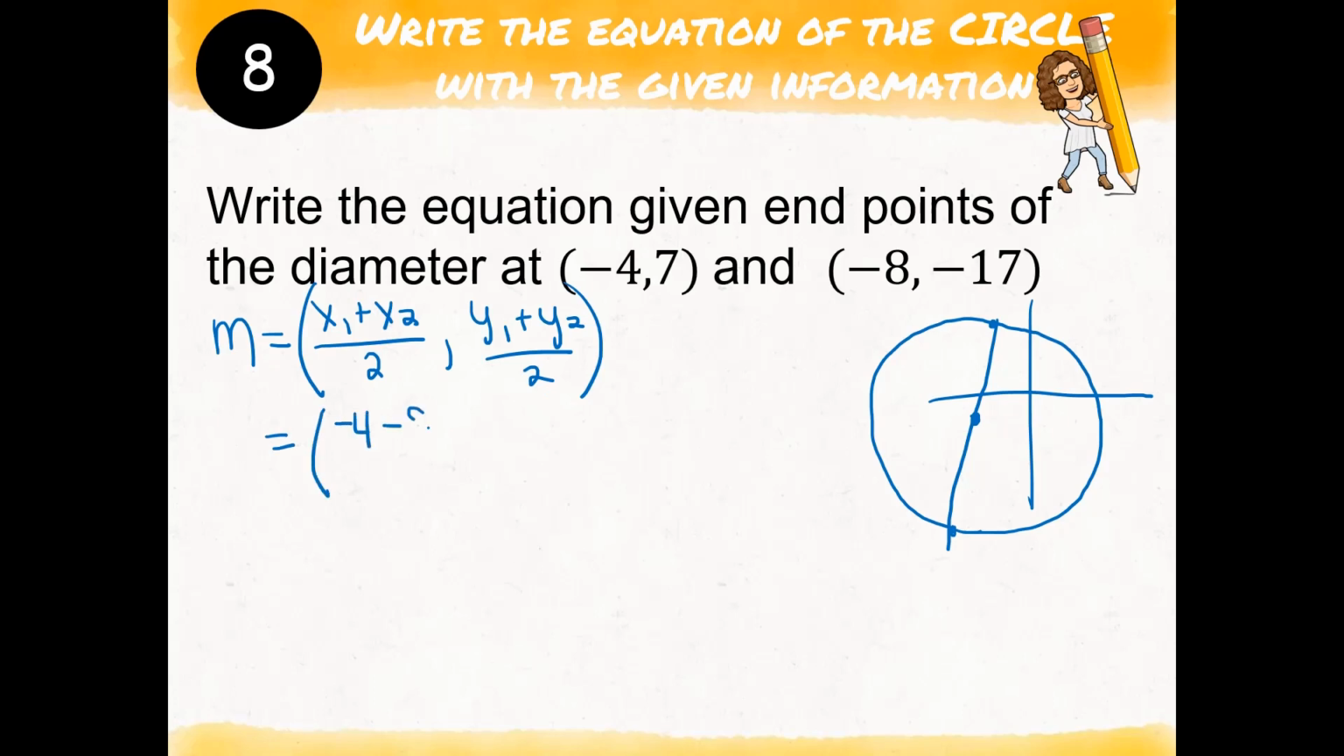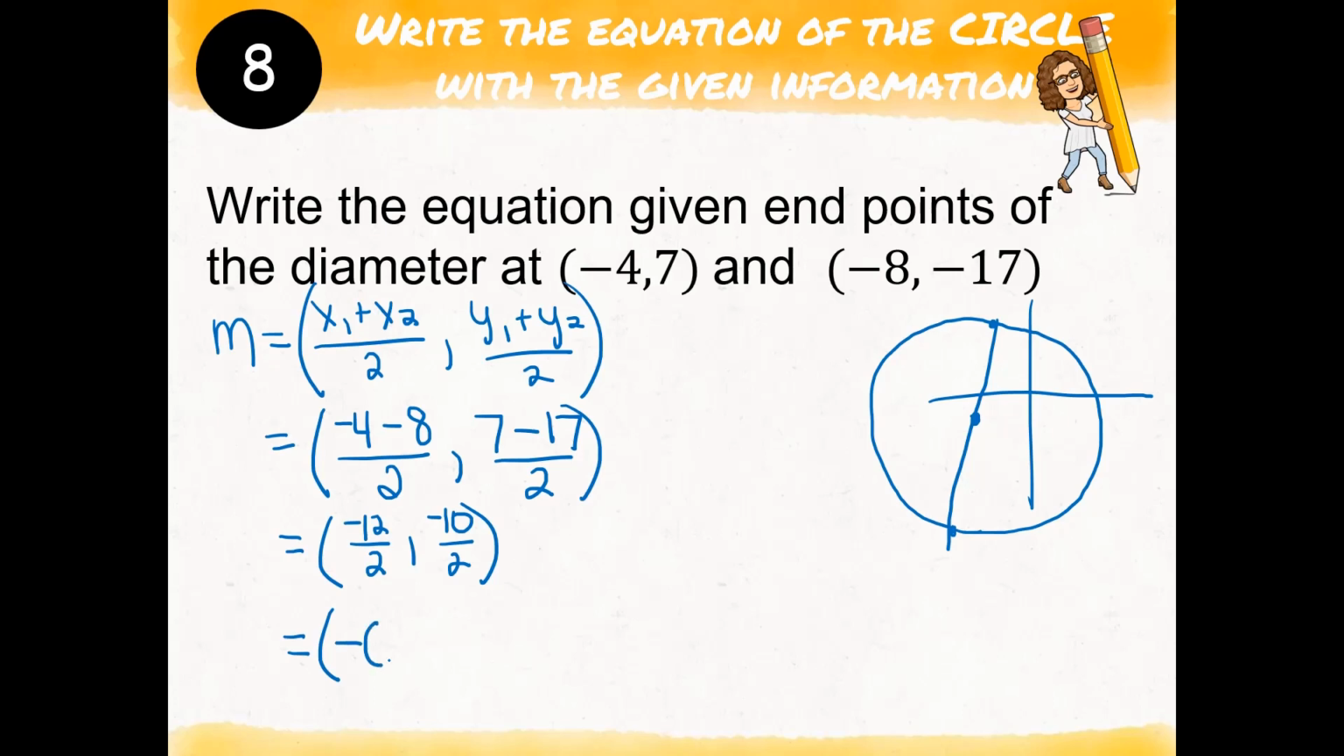So -4 minus 8, right? Because it's plus a negative 8. I just want the double sign to be dealing with it. 7 minus 17 over 2. So I'm going to get negative 12 over 2 and negative 10 over 2. So my center, aka midpoint, is (-6, -5). I'm going to make notes. That is my center. Now, I can write the equation of my circle, or at least start. (x plus 6) squared plus (y plus 5) squared is equal to, I don't have the radius, r squared.